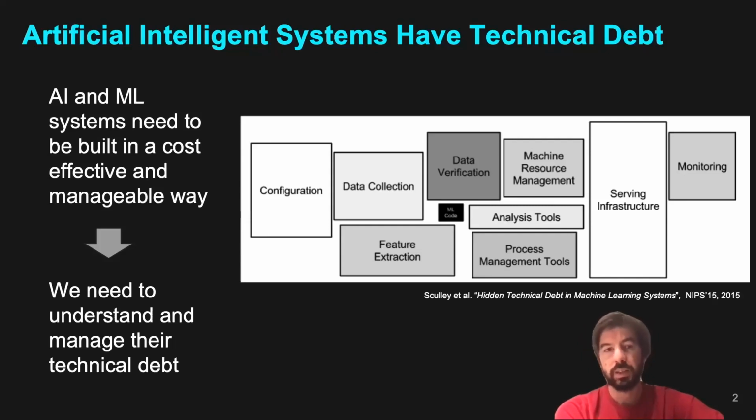So AI and ML systems need to be built and maintained nowadays in a cost-effective and manageable way. And we need to better understand these decisions that may expedite the process of designing and developing such systems in the short term, but may be negative in the long term and may affect their design and development by making it more costly or impossible. In short, we need to understand and manage their technical debt.